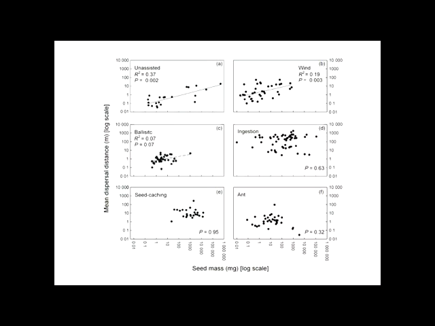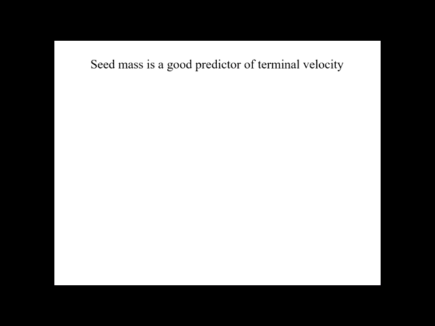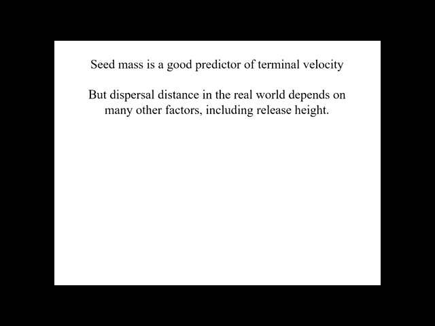In fact, it's more tight within the wind-dispersed and unassisted dispersal species than within the species that are carried around by animals. So that's kind of interesting, because it turns out that seed mass is a good predictor of how fast seeds fall to the ground. But in the real world, dispersal distance depends on a whole lot of other things, like the texture of the canopy and how high up they're being dropped from and all sorts of things like that.